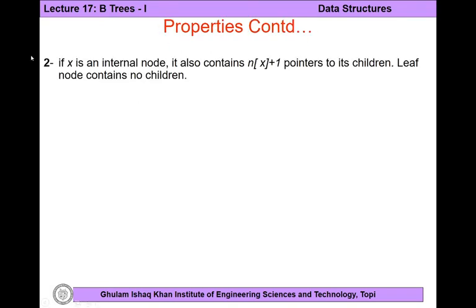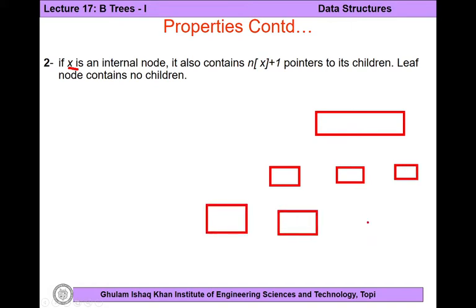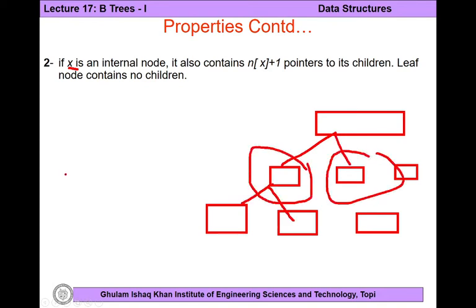Then if x is an internal node, by internal node, I mean that, for example, this is a node, this is a node, this is a node, and then this is a node. These are nodes connected. So now these are internal nodes, right? So if x is an internal node, it will contain nx, where we know that this variable represents the number of keys stored in the node. So that node will contain nx plus 1 pointers to its children, right?